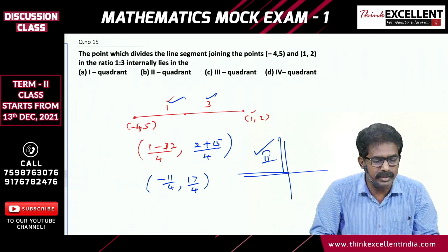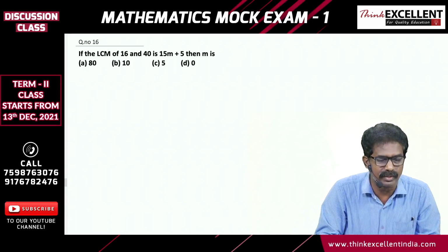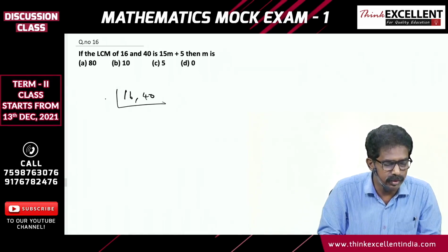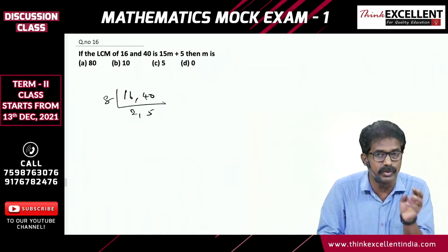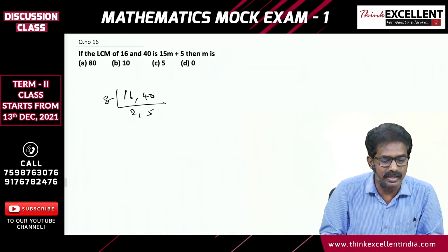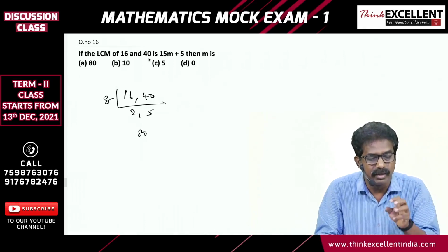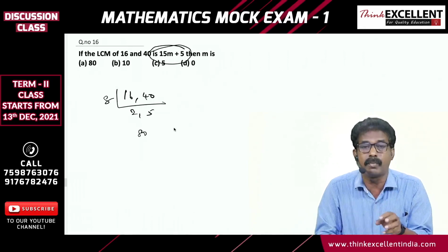Now sum number 16. Listen carefully. LCM of 16 and 40. You find the LCM. All of you know how to find the LCM, right? Both you can divide even by 8 to 5. Actually, prime factorization, we do one by one, right? Okay, it is 80. But don't put 80 immediately as the LCM of the two numbers. That is not the question. The LCM of 16 and 40 is in this form.